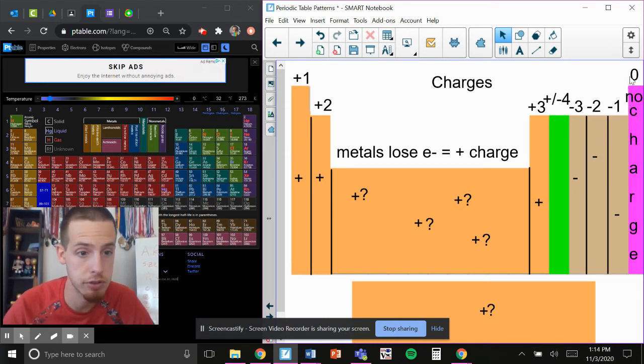And that's because these are stable. That's what's special about them. You already have your 8 valence electrons. You fulfilled the octet rule. You're good to go.